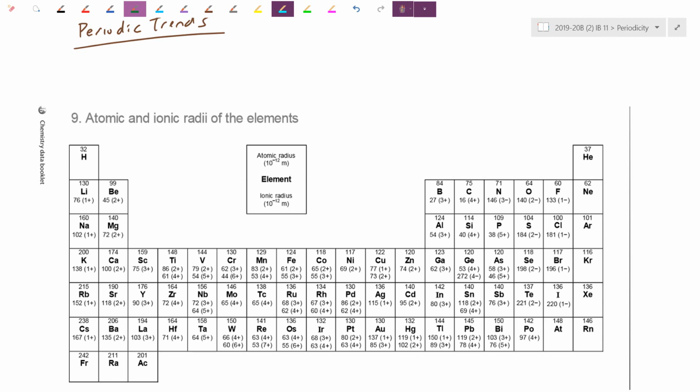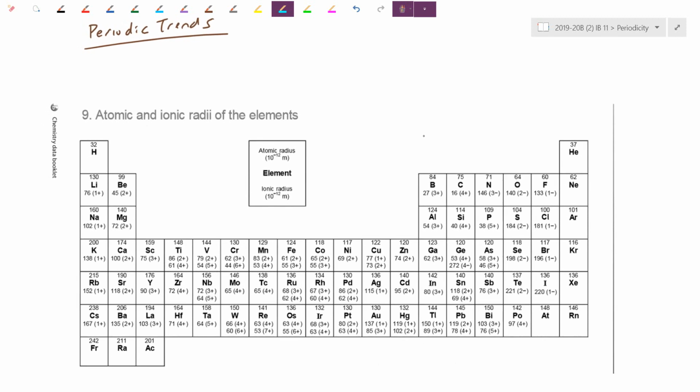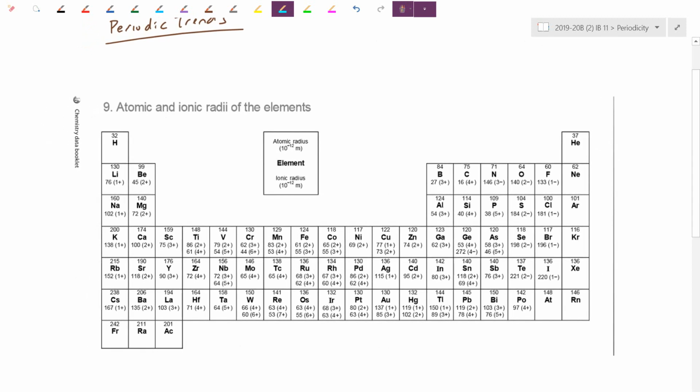For these periodic trends, remember yesterday I introduced to you the fundamental principles that we're going to use to explain most of these trends. You'll notice that I've pulled out an excerpt from your data booklet. It's laid out exactly the same way as a periodic table, but unlike section 6, section 9 actually lists for you the different sizes of the atoms.